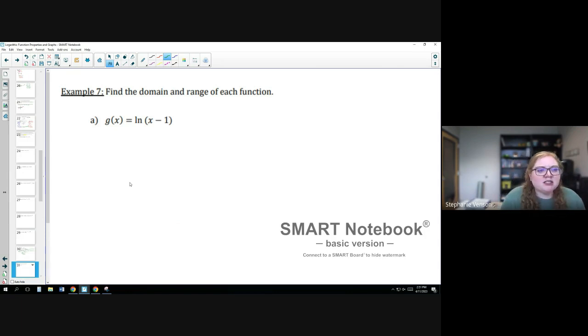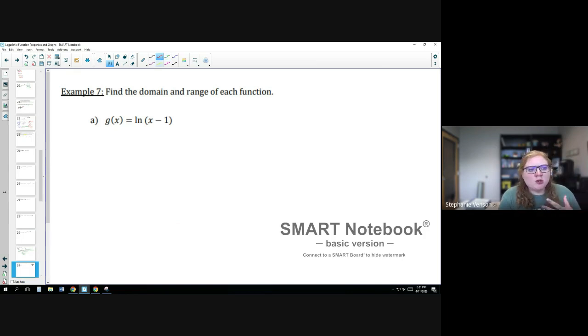Let's take a stab at example 7. It says, find the domain and range of each function. So they're going to give you a function like this. It says g of x equals the natural log of x minus 1.